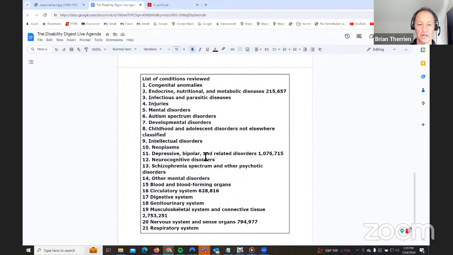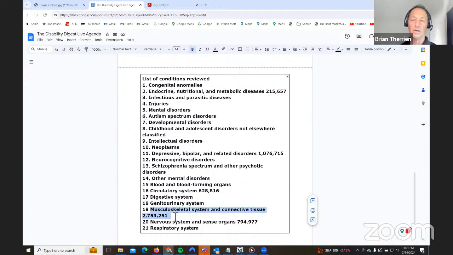You will see that some of the popular ones are mental health conditions, brain health. You'll also see diabetes and endocrine, 215,000, and nervous system is 794,000. Circulatory system, 628,000. But the number one leading condition is musculoskeletal.